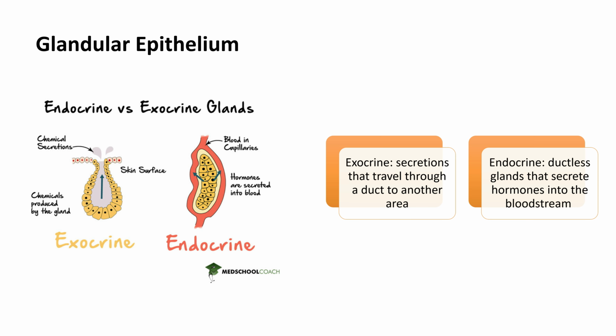Glandular epithelial. So there are two types of glands. You have your exocrine, which is secretions that travel through a duct to another area. For example, your sweat glands. Or endocrine, which are ductless glands that secrete hormones into the bloodstream. For example, the thyroid gland. So to differentiate between these two, you want to look at the prefix on the words. Exo would be to the outside when you think of exo. Endo would be like in, so it's within the body. So endocrine is within the body, and your exocrine are going outside the body.